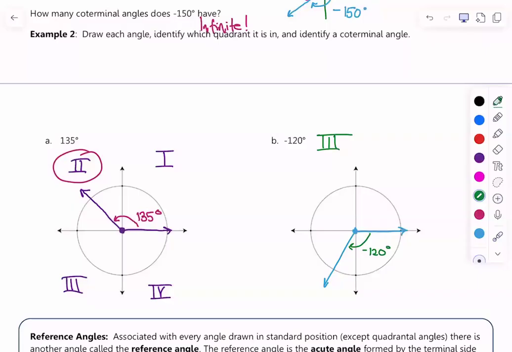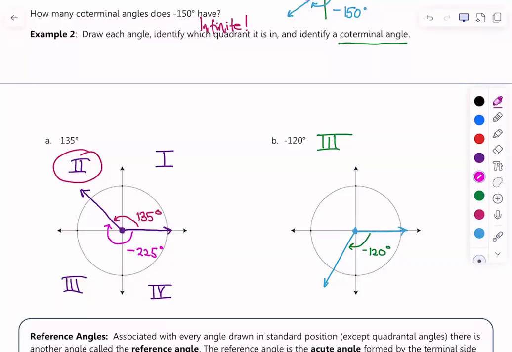Okay. Now, I forgot, it also needs us to know a coterminal angle. So let me go back to example A. Well, if that's 135, what would that coterminal angle have to be? Oh, well, again, complete the circle. I'm going clockwise, so it has to be negative, so it'd be negative 225.